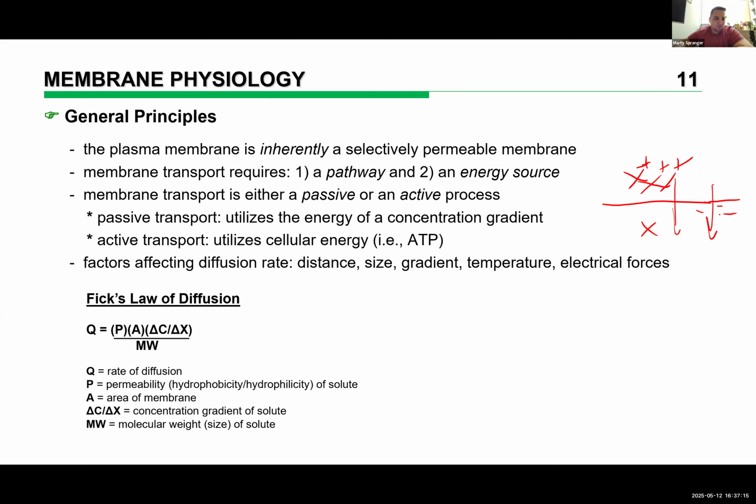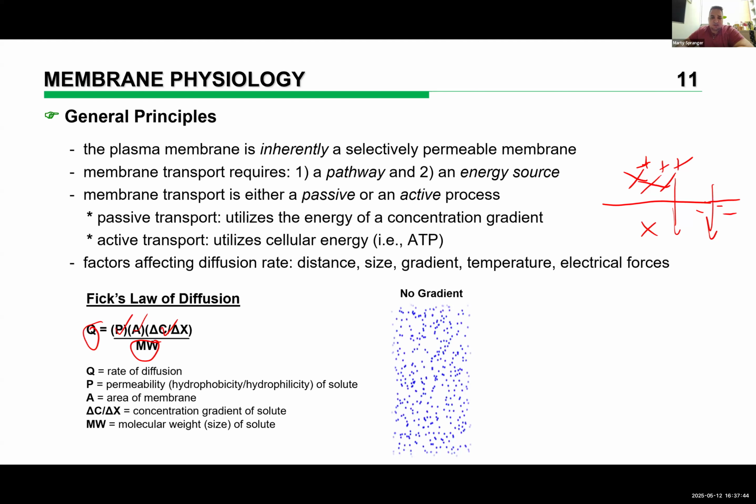So this is Fick's law of diffusion. Quite honestly, I never ask questions about it, so don't worry about it. It's just saying that the diffusion rate of something is directly proportional to the permeability of whatever solute you're talking about, the area of membrane, the concentration gradient, and the only thing it's inversely proportional to is the molecular weight of the solute. In other words, larger things diffuse more slowly.